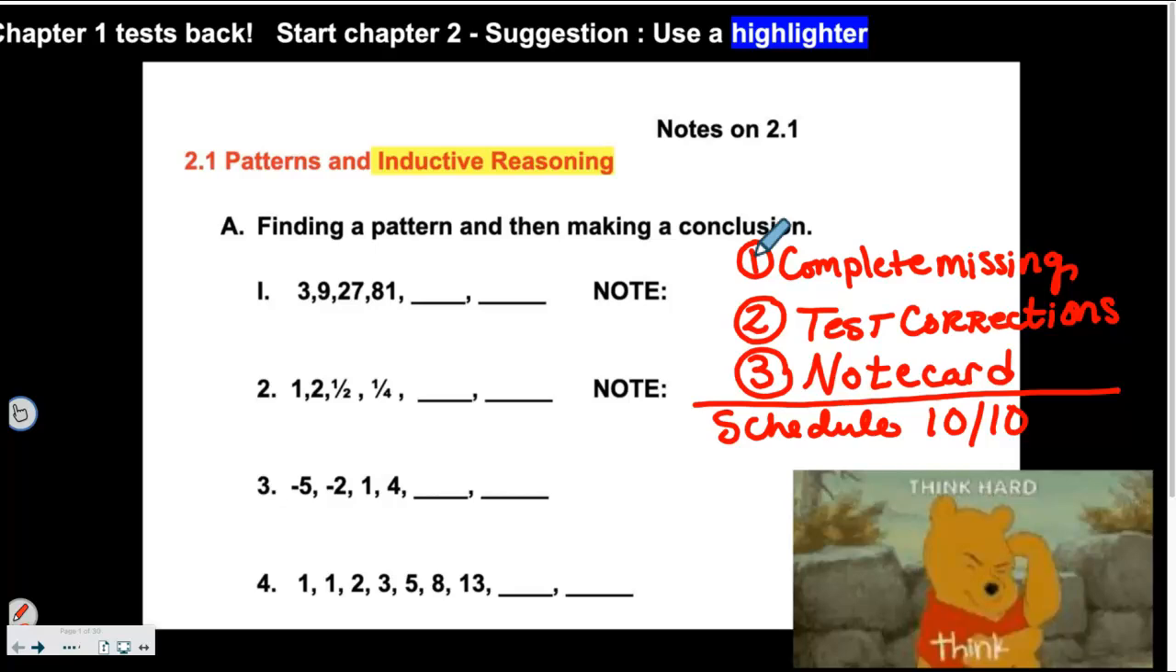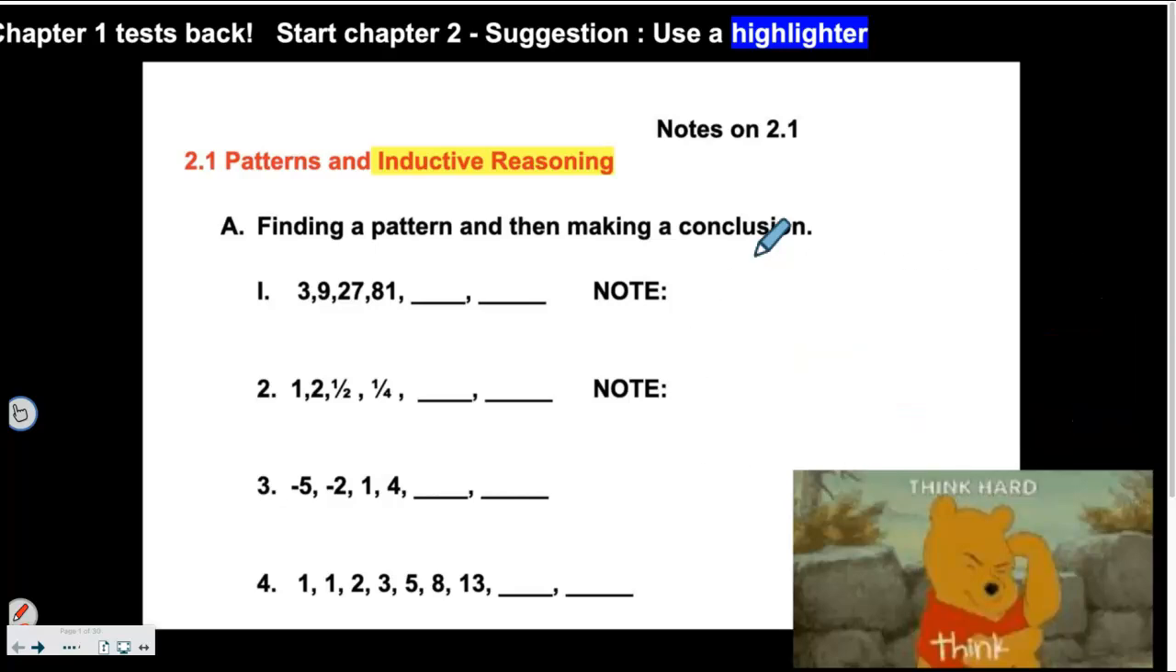So, again, complete any missing work that you have. Make corrections on your initial test. Make sure you have a very thorough note card. When all that has been okayed by me, then you schedule a new test date, and that has to be done before or after school. All right, so on to chapter 2.